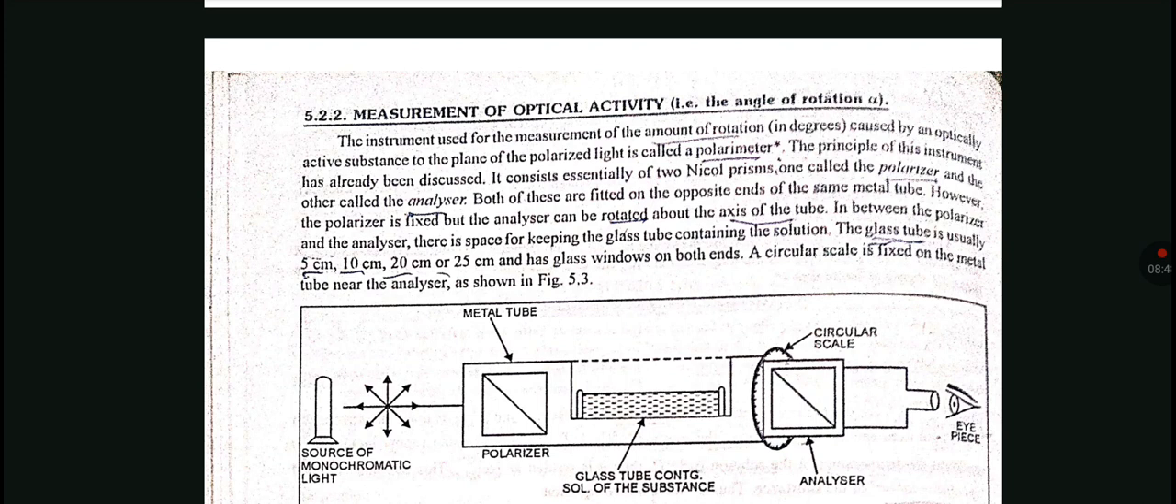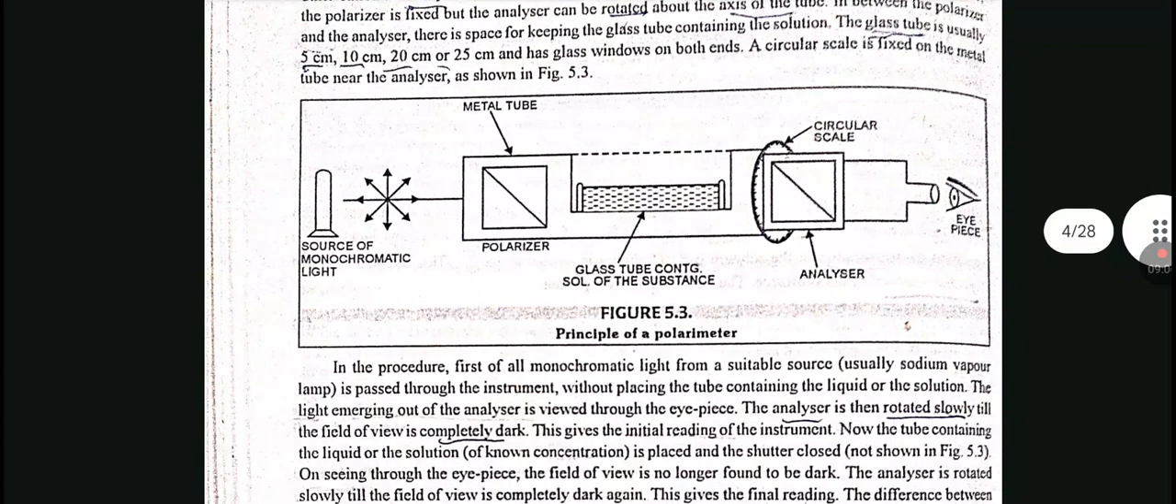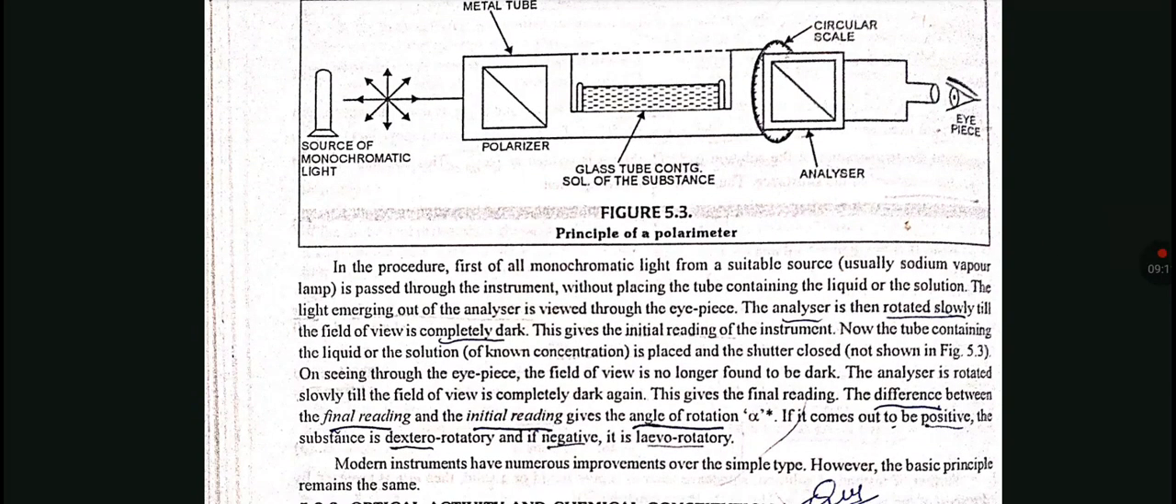In between the polarizer and analyzer, there is space for keeping the glass tube containing the solution. The glass tube is usually 5 cm, 10 cm, 20 cm, or 25 cm long, with glass windows on both ends. A circular scale is fixed on the metal tube near the analyzer, as shown in figure 5.3, principle of a polarimeter. In the procedure, first monochromatic light from a suitable source, usually sodium vapor lamp, is passed through the instrument without placing the tube containing the liquid or the solution. The light emerging out of the analyzer is viewed through the eyepiece.